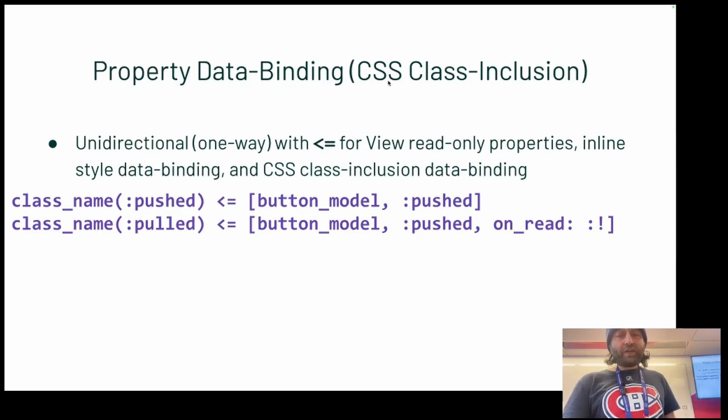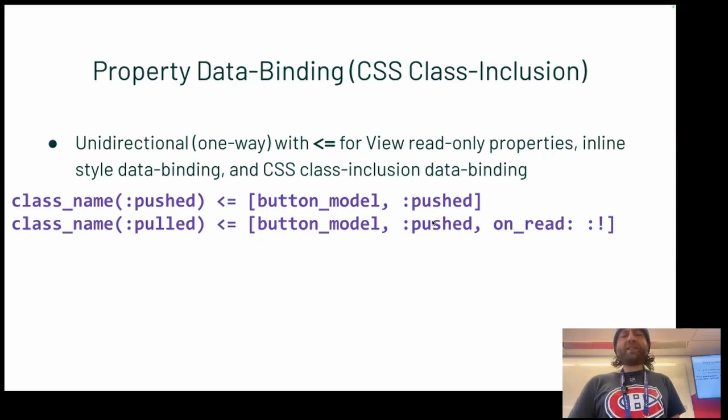Here's another version of that. That's CSS class inclusion data binding. Here we're saying if this attribute is set to true, it's expected to be a Boolean, then I want to add the pushed CSS class to my element. If it's not set to true, then I want the pulled CSS class to be added to the element. So this is a way of switching CSS classes with very little code based on attributes on models.